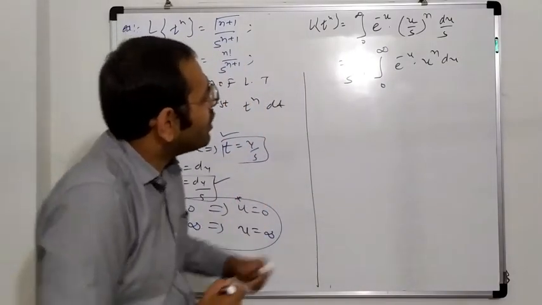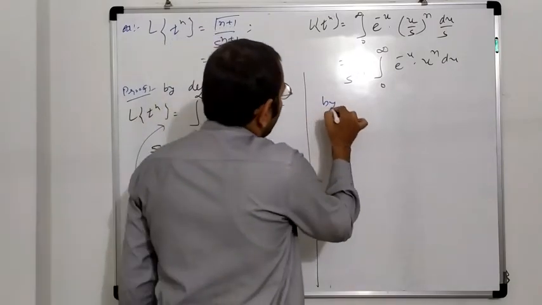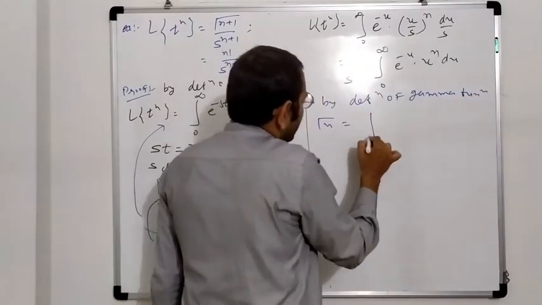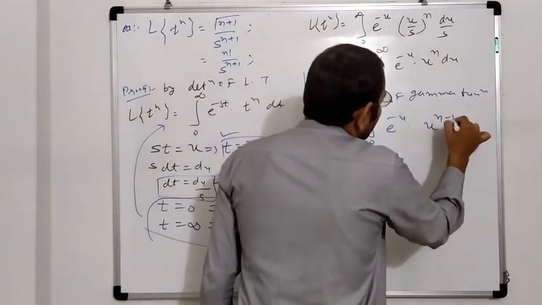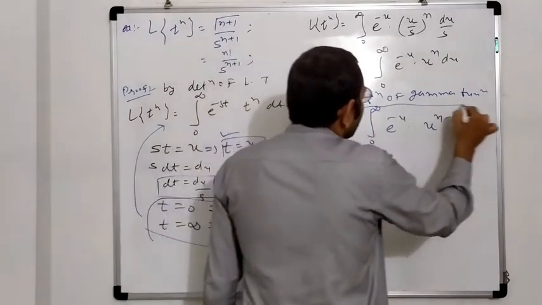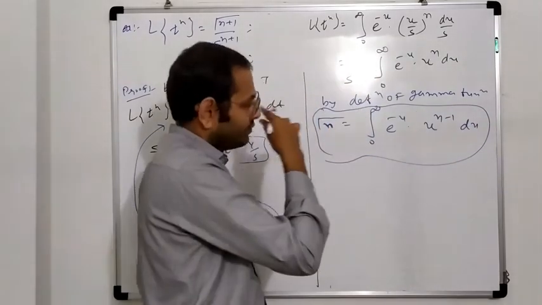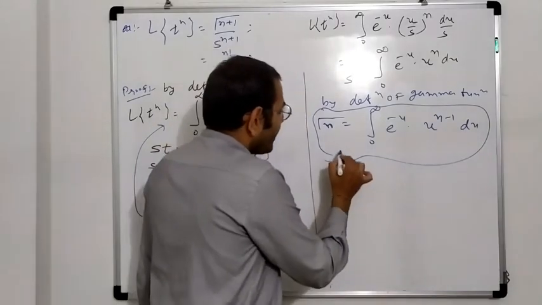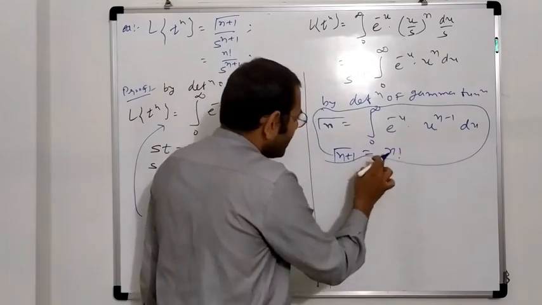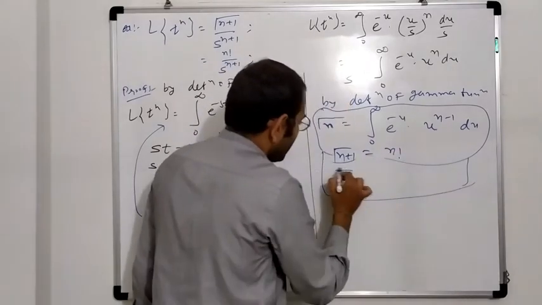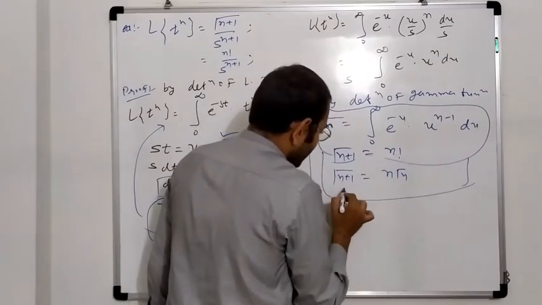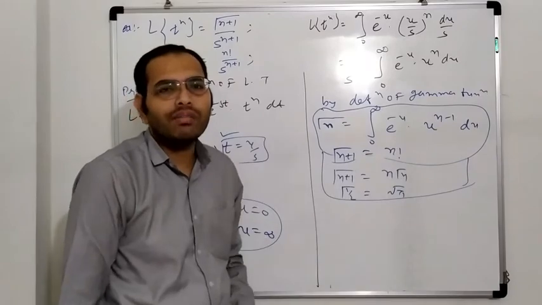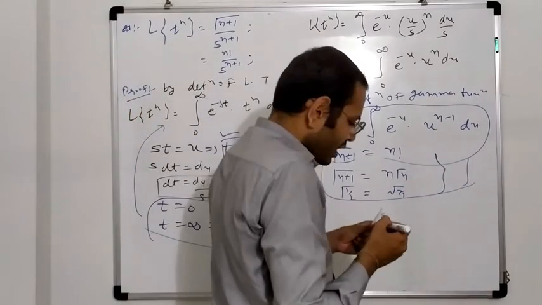Then we solve this term with the help of the definition of gamma function. Gamma n is the integral from 0 to infinity of e raised to minus u, u raised to n minus 1, du. That is the definition of gamma n. And the properties of gamma function: gamma n plus 1 equal to n factorial. Another property is gamma n plus 1 equal to n gamma n, and gamma 1 by 2 equal to root pi. These are the properties of gamma function. The first one is the definition of gamma function. We require these properties to solve the examples.